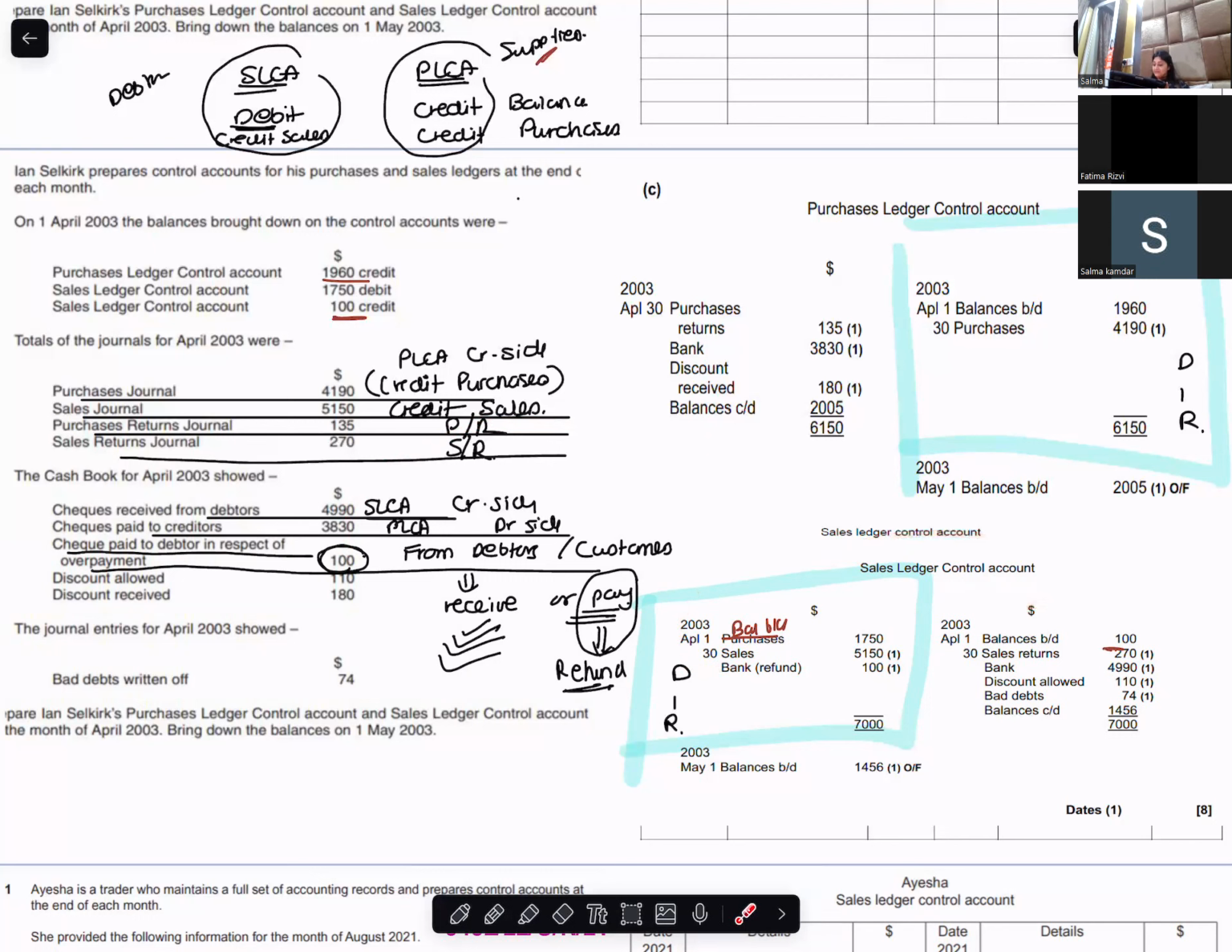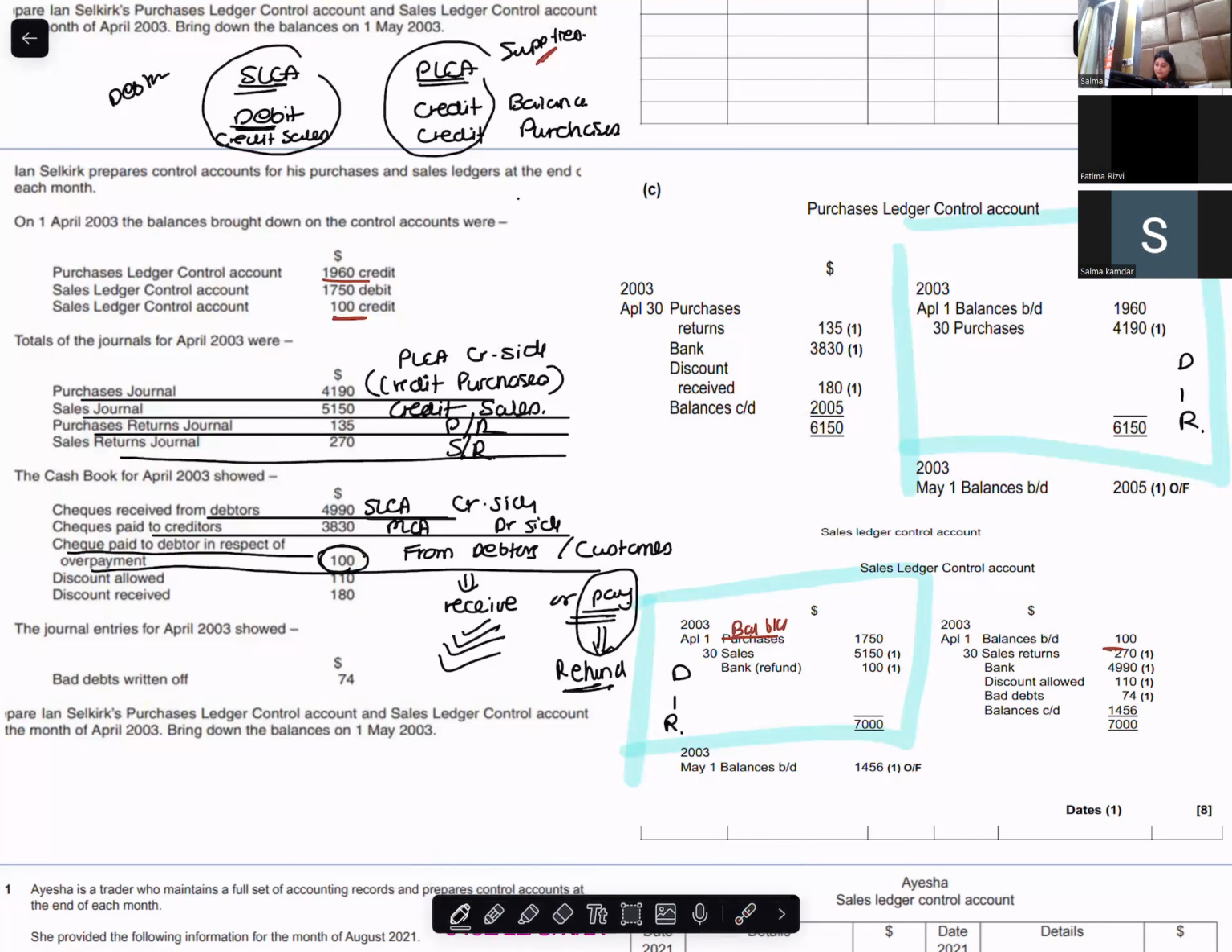Of SLCA the opening balance is what balance? Debit. Below that, credit sales, credit sales, credit sales, and below that is bank refund, interest refund, dishonored interest refund. So this is refund. You will write bank and in the bracket you will write refund. Are you with me?